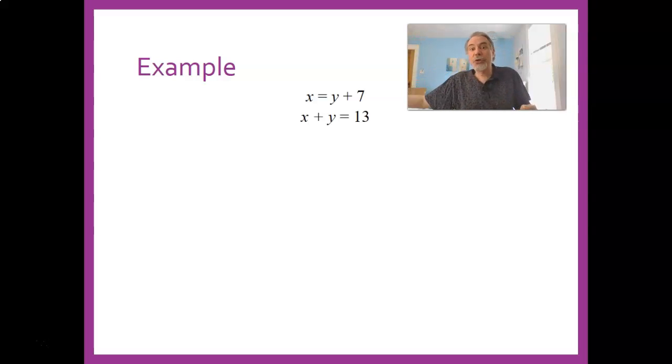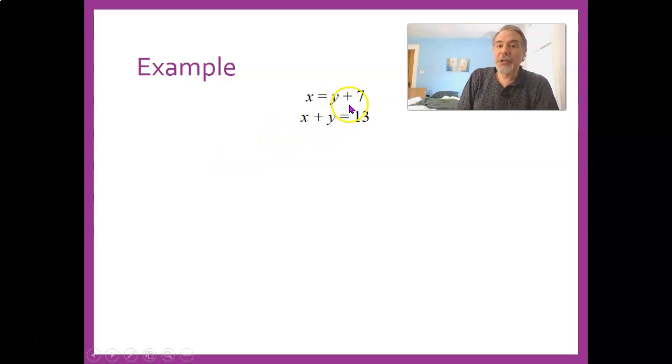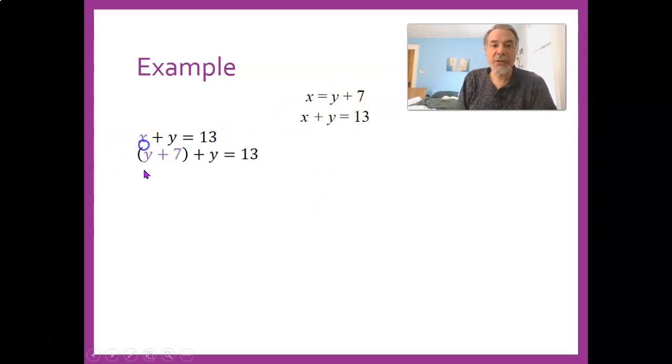So if x is equal to that other thing, then that other thing can go in place of x in the second equation. So, y plus 7, you're equal to x, you go in for x in that other equation. So in place of x, we now have y plus 7. It's y plus 7 plus y equals 13.